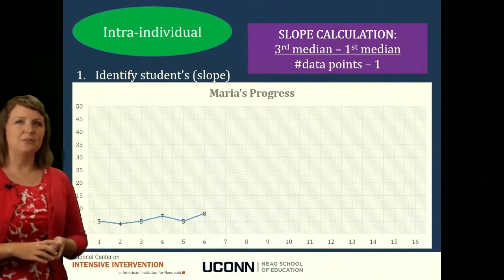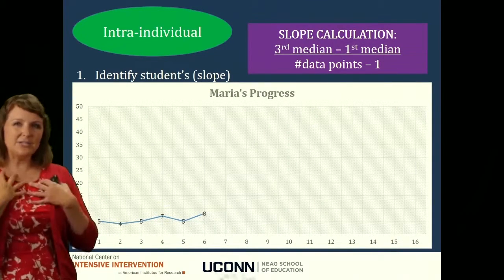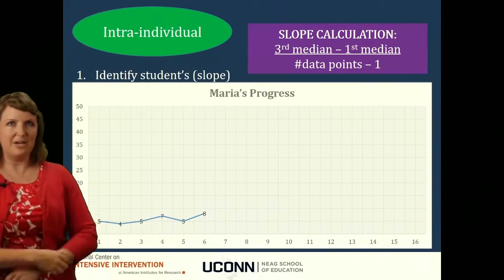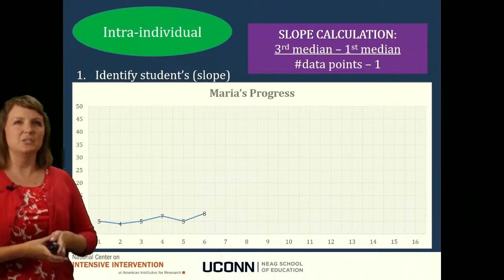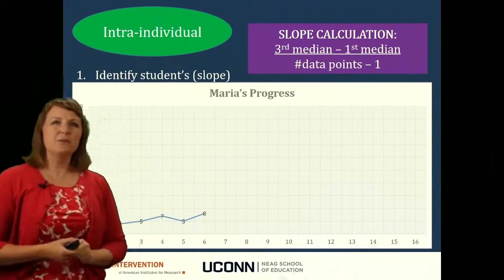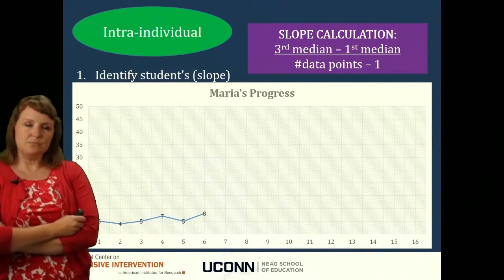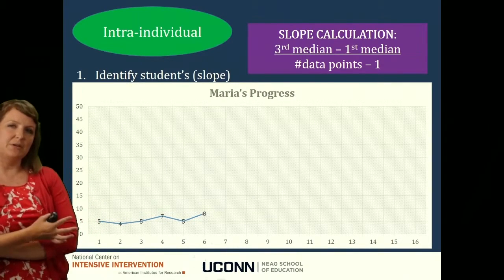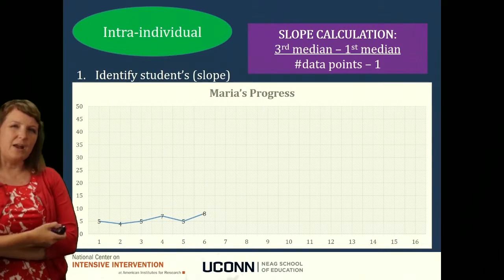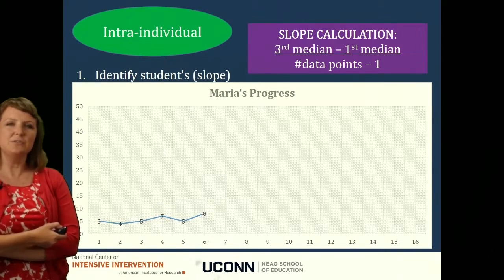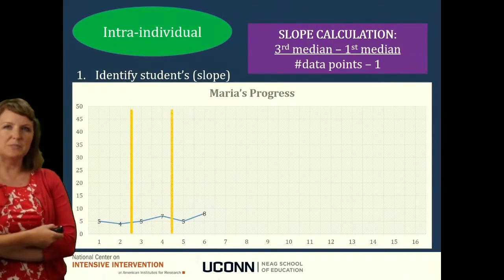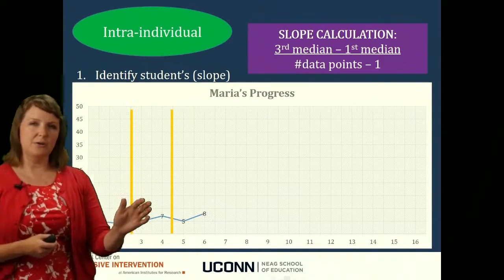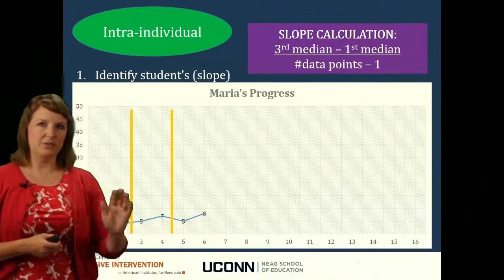Let me show you what that looks like. So here's Maria. I get to use Maria today. You get to practice with Lincoln in your workbook activity. So remember the slope calculation. I put it up here. So first I need to, sorry about that. First I need to figure out the third median data point and the first median data point. So to do that, I'm going to break Maria's data into about 3 equal groups. And so here I've got a first group, a second group, and a third group with her data.